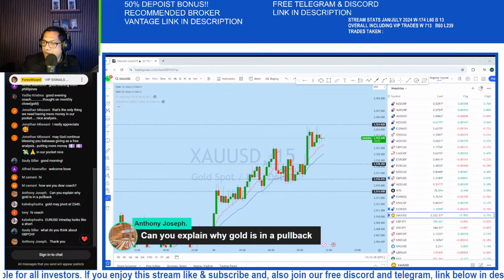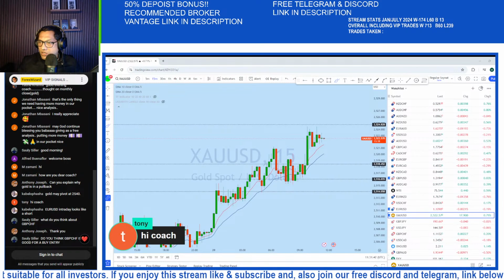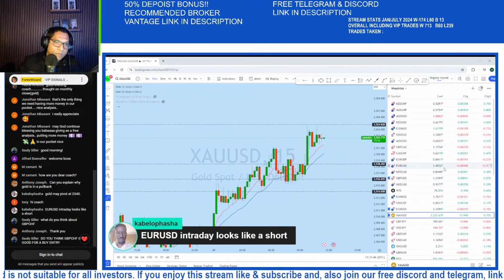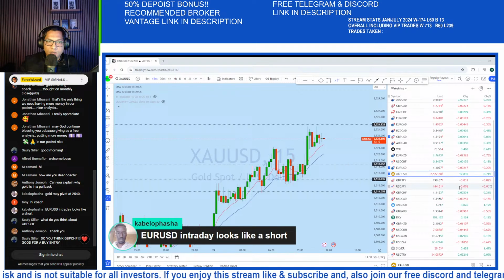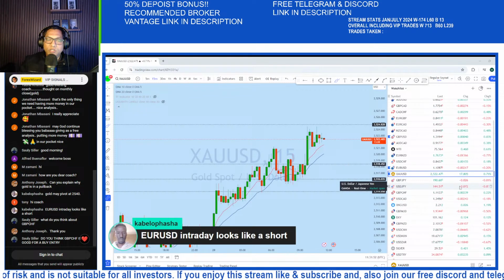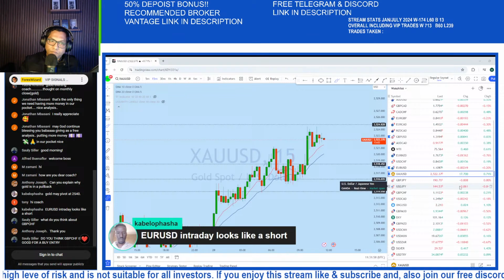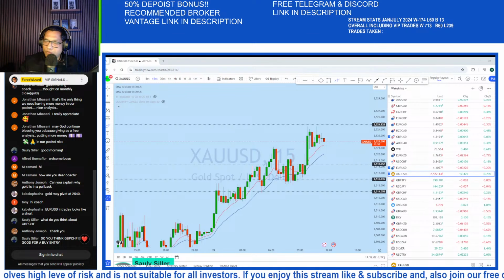Gold may pivot to 540. Hello, welcome. Euro USD intraday looks like a short. Euro USD is in a long-term downtrend at the moment, but we see that pullback again, expecting it to return back to the downside. What do you think about GBP CHF?